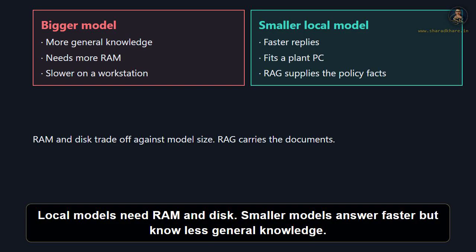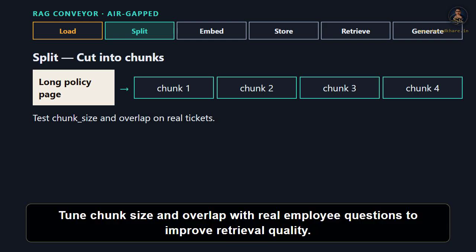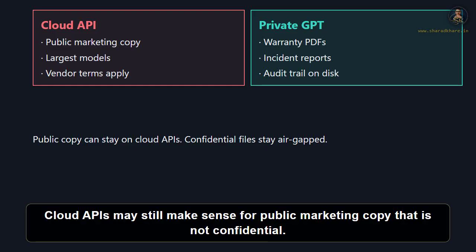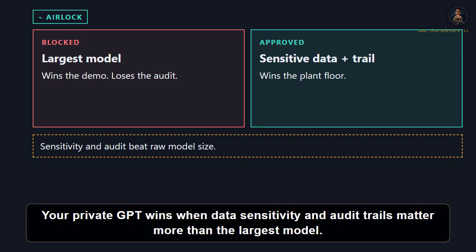Local models need RAM and disk. Smaller models answer faster but know less general knowledge. RAG reduces hallucination but does not eliminate it. Human review still matters for legal text. Tune chunk size and overlap with real employee questions to improve retrieval quality. Cloud APIs may still make sense for public marketing copy that is not confidential. Your private GPT wins when data sensitivity and audit trails matter more than the largest model.